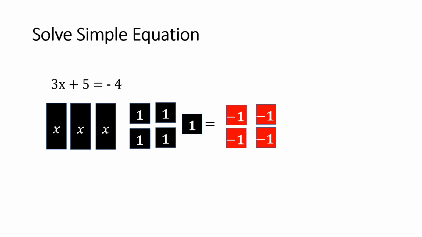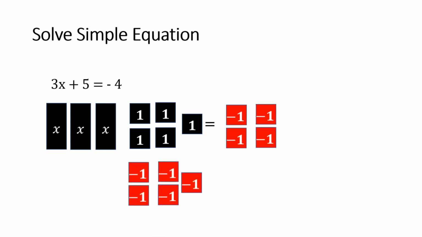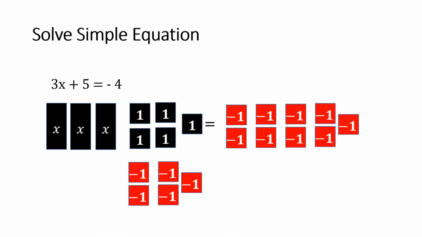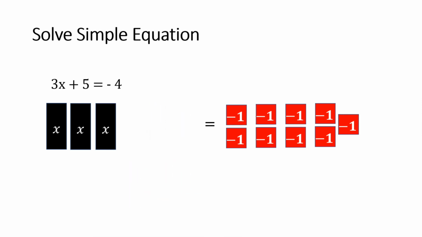So what we need to do is to remove the 5 unit tiles on the left-hand side. This is done by using our 0 pairs or our nullifiers, like this. And because we added 5 negative unit tiles on the left-hand side, we need to add 5 negative unit tiles on the right-hand side. Remember, the tiles that were added on the left-hand side are nullifiers. In other words, they are 0 pairs. So this is eliminated.